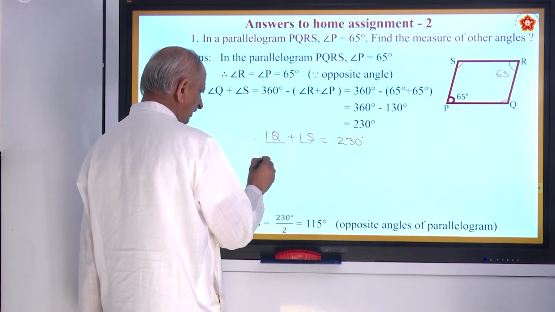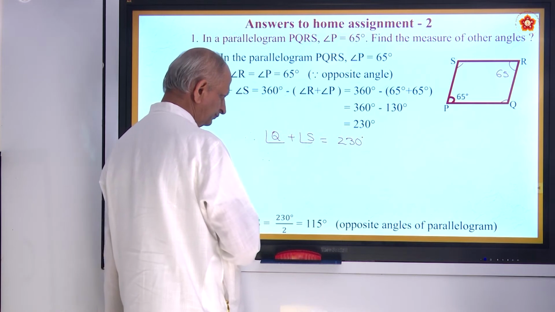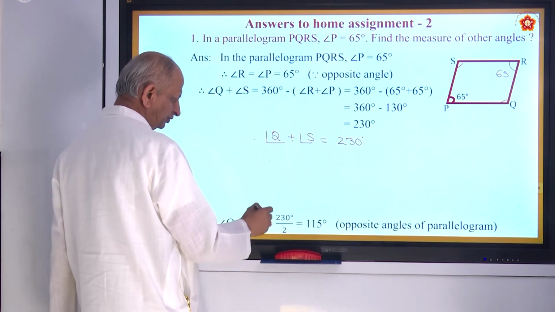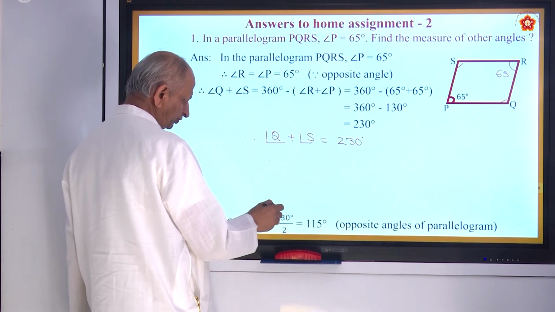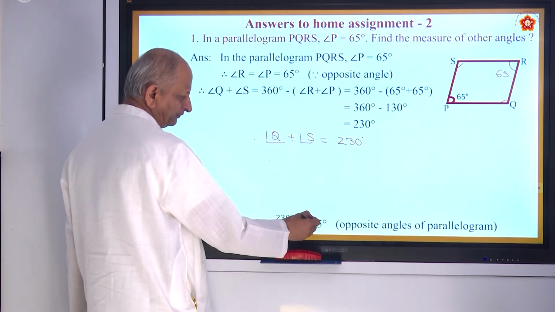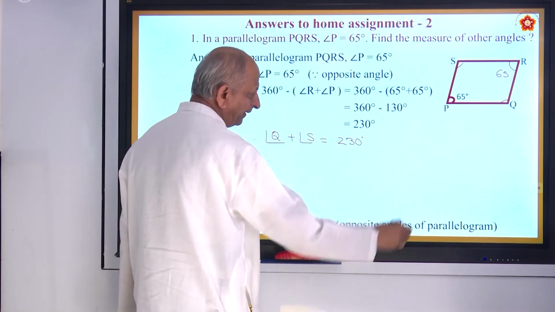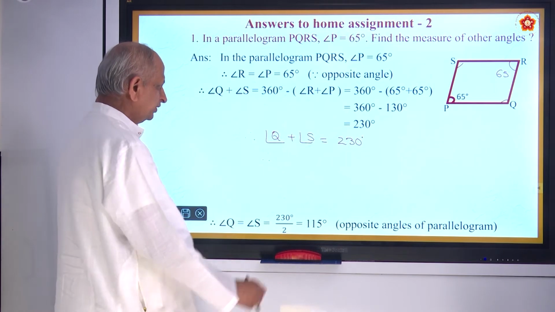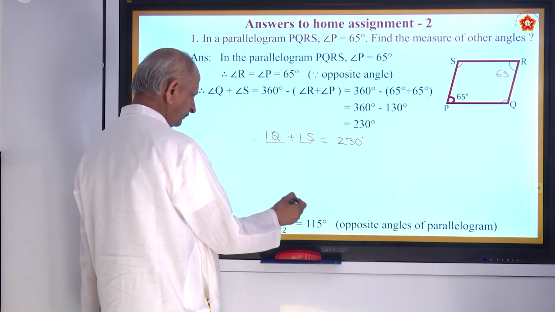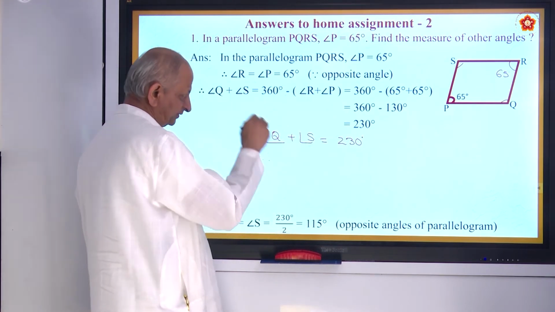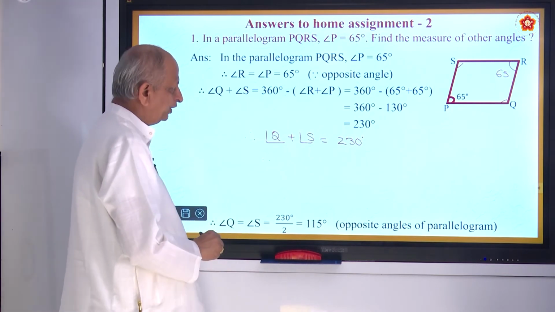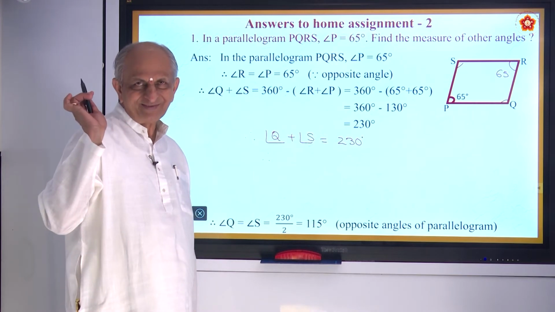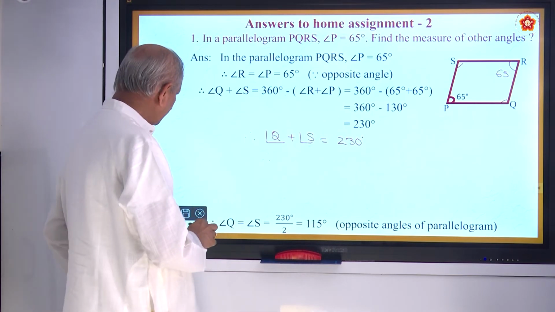And therefore each angle becomes, Q is equal to S is equal to 230 by 2, that is 115 degrees, opposite angles of a parallelogram. Is it not? So you can write it as angle Q is equal to S because they are equal as per the property of a parallelogram. Is it alright? So simple. Come to next question.